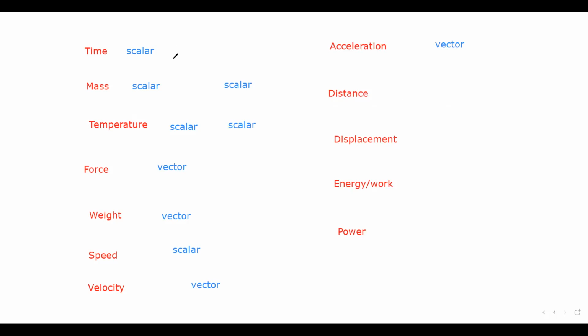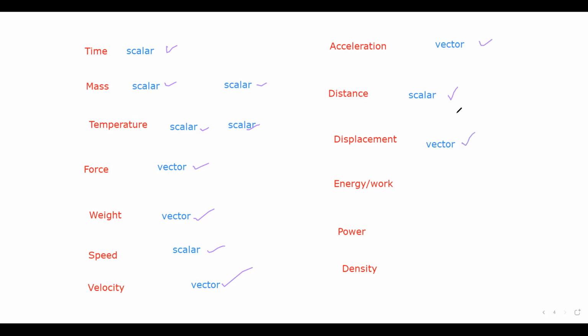So time is a scalar, that's right. Mass is scalar, correct. Temperature is scalar. Force is a vector. Weight is a vector. Speed is scalar. Velocity is a vector. Acceleration is a vector. What about distance? Distance, scalar or vector? The distance is scalar, that's right. Displacement is a vector.